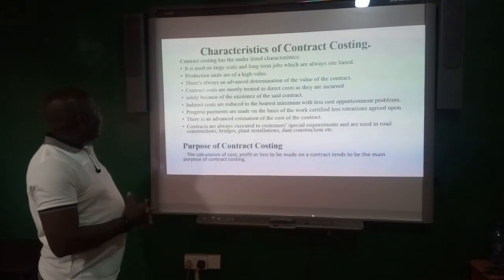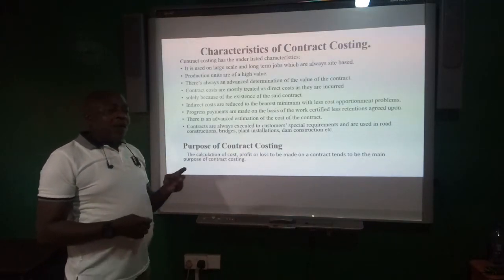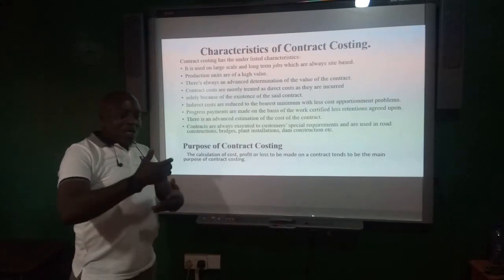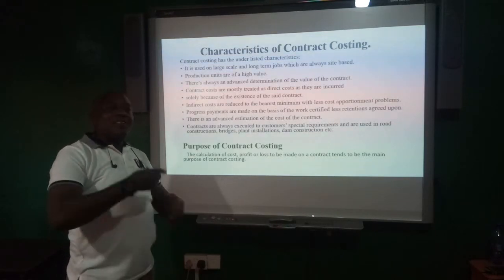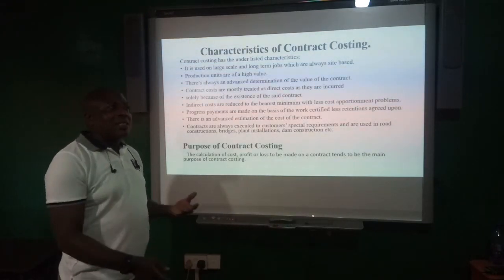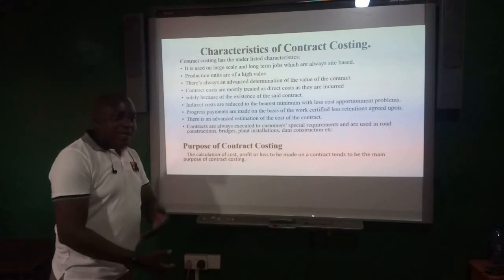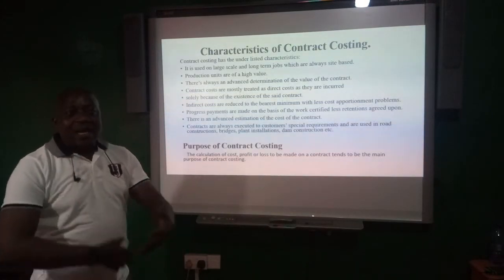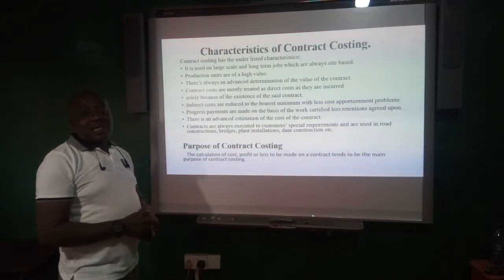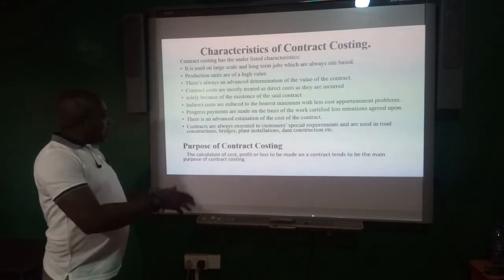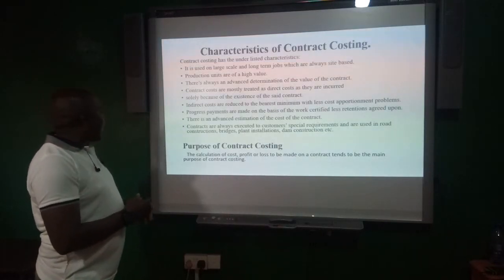So that is that. And the next one, progress payments are made on the basis of the work certified, less retentions agreed upon. We talk of progress payments. When you are working, somebody who is an architect will come and value the work that you have done, and then will tell the contractee, this is what you have done and this is what you have to be paid. So we have progress payment, that is payment that they make period by period, and then they subtract what is called retentions. We will come to the meaning of retentions when we move over.